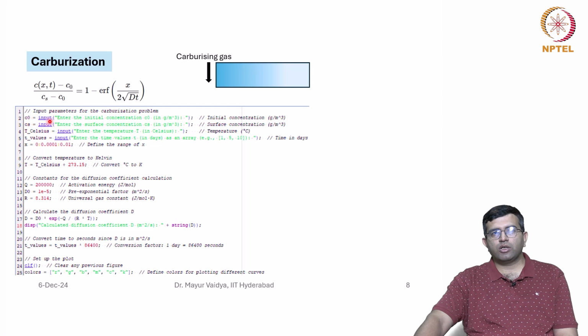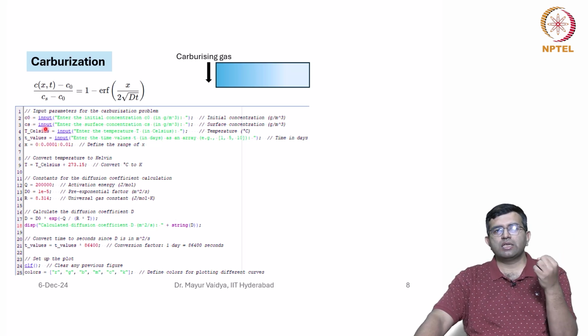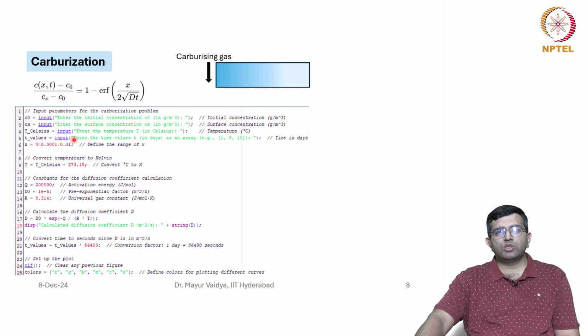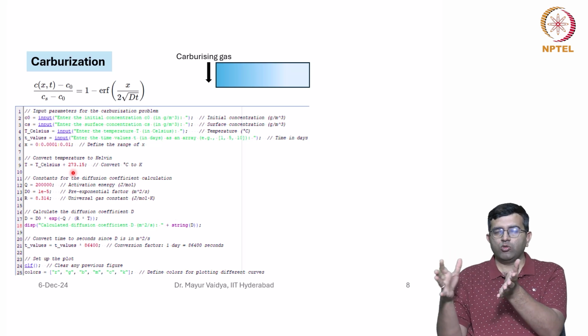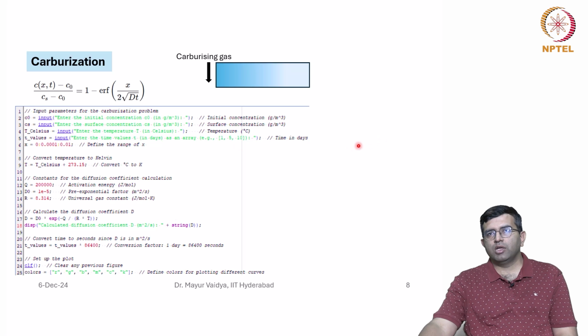You see C naught, that is the composition of the steel. I want the user to enter this. Cs is the surface concentration that is maintained. Then temperature, at what temperature the carburization treatment is done. Then the t values: enter the different times you are interested in plotting, up to what times, for how many time intervals you are interested in doing the annealing. Accordingly, you can put the time in days here. I have indicated the units also, including the unit of time.